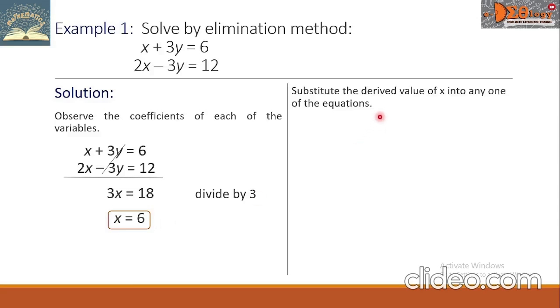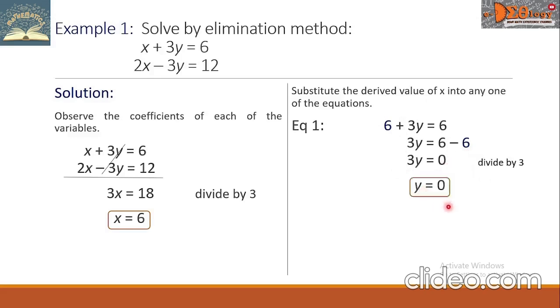Now we substitute the derived value of x into any one of the equations. Let's say the first equation. This is x plus 3y equals 6. x becomes 6 plus 3y equals 6. This 6 here we transpose to the right. It becomes negative 6. Then the right side becomes 0. We divide the equation by 3 so that y equals 0. This is the value for y. So we are done with our problem. x equals 6, y equals 0.